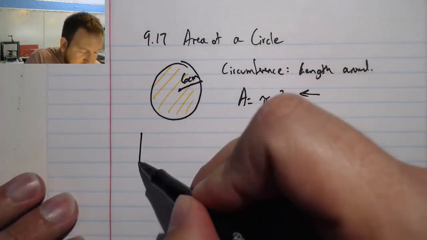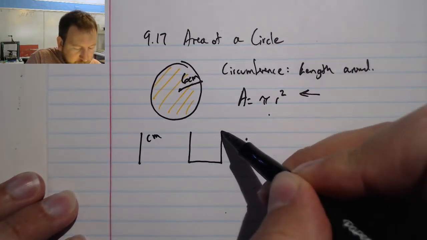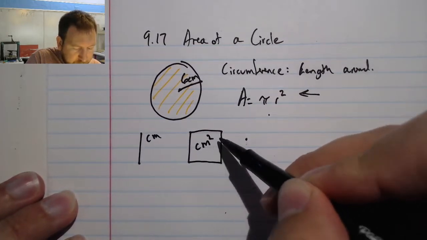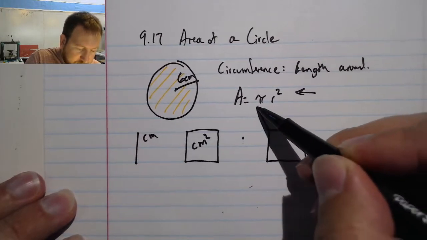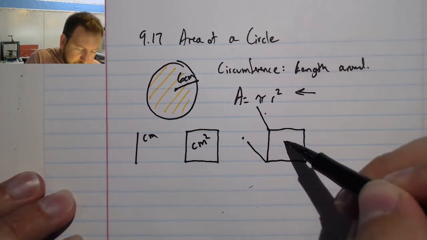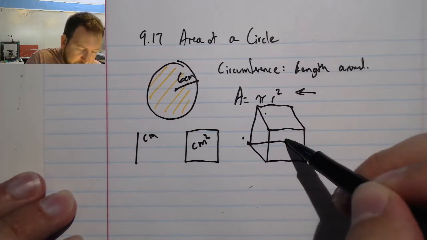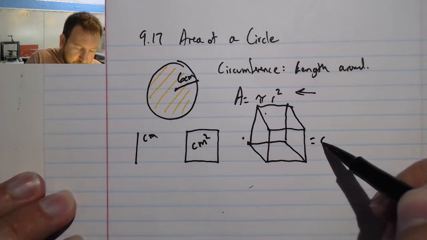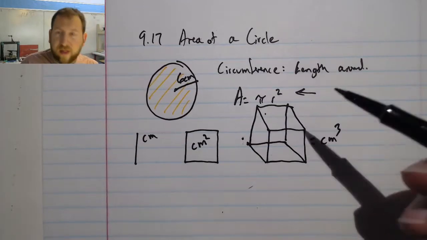Because remember, a centimeter is like this. A square centimeter looks like this. And we can also have a cubic centimeter that looks like this. And this is what we'll be talking about next section. This is where we get our volume, and this is where we have a 3D shape.